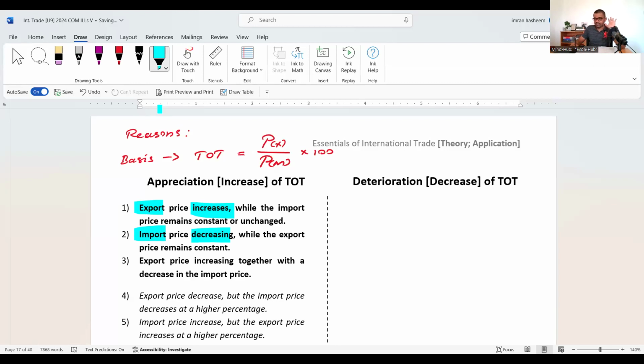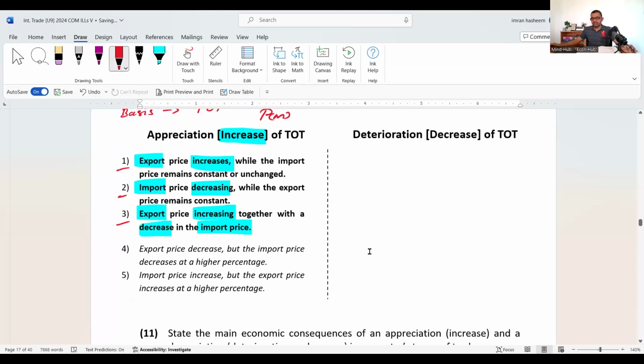Appreciation will happen. Or both can happen at the same time. That's also possible. Export prices increase, whereas import prices decrease. Still works. Those are the standards. Very standard situations are there. Then the exceptions are.